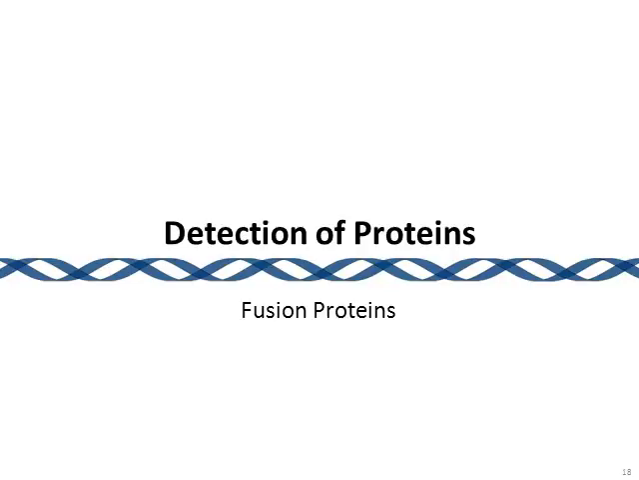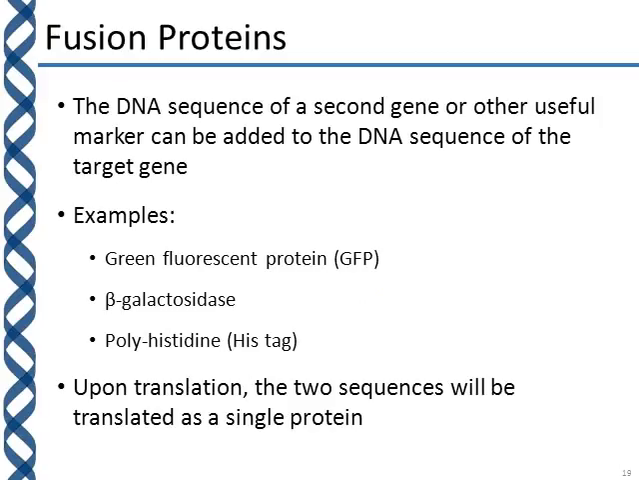The last group of detection of proteins are fusion proteins. The DNA sequence of a second gene or other useful marker can be added to the DNA sequence of the target gene. For example, you can add a second gene for a green fluorescent protein such as GFP, or an enzyme such as beta-galactosidase, or what's called a His-tag or a polyhistidine. Upon translation, the two sequences will be translated as a single protein. So you'll have your protein of interest, A, with B attached to it, a second protein or peptide which can serve as a marker of that target gene.